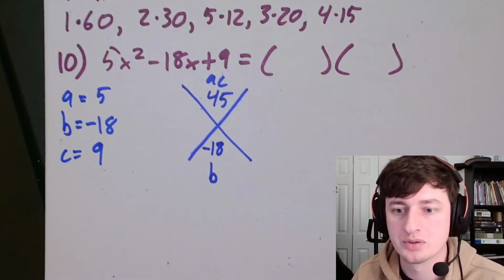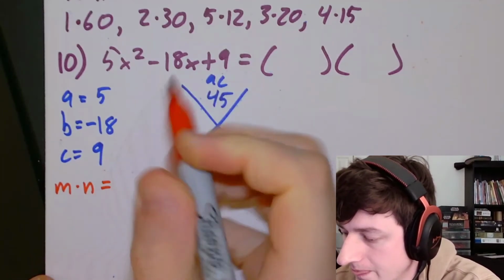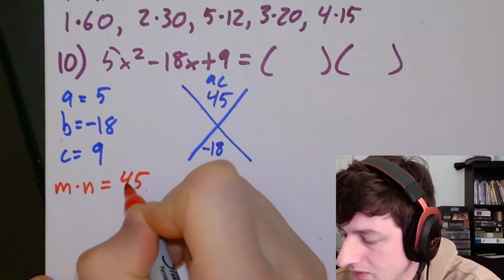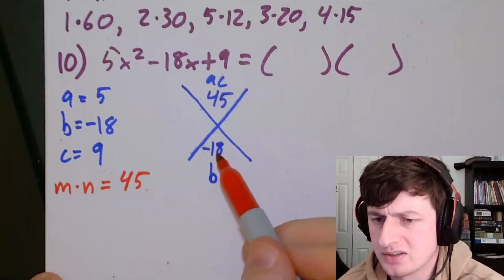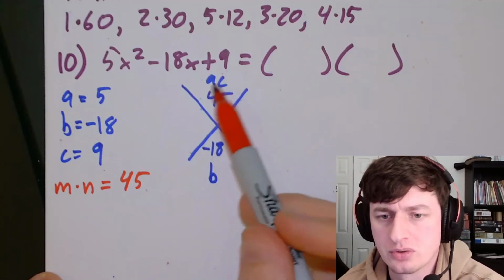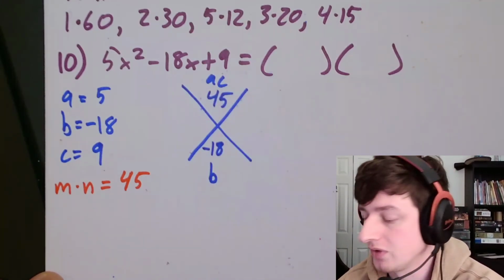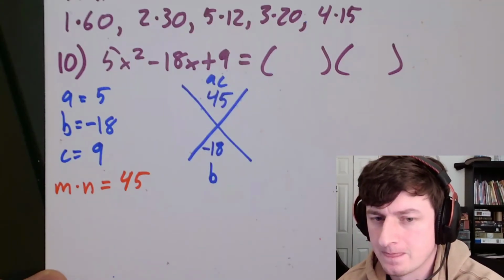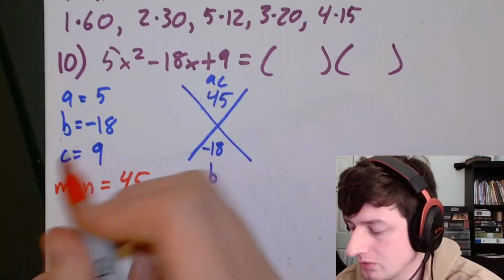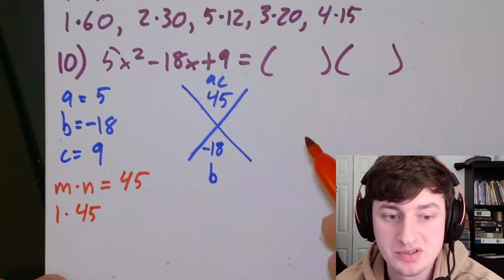So what are numbers that multiply to make 45? Because a whole lot of numbers add to make negative 18. And so this is going to tell us our possible numbers. The numbers that multiply to make 45 tell us our possible numbers. Well, we can always start with 1 times the thing. In this case, it's not 1 times the thing.